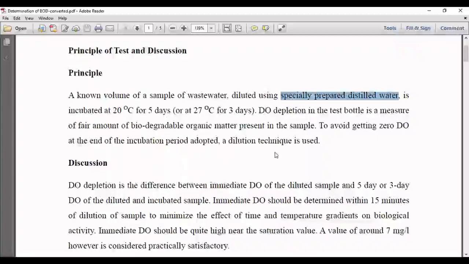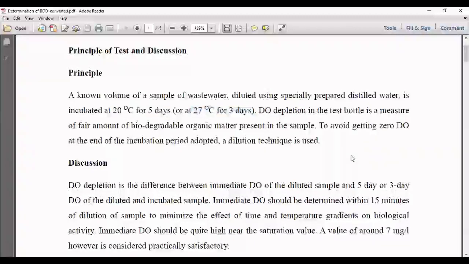This distilled water is the aerated distilled water, and we do an extended aeration for it. There is nothing different than this. It is distilled water which has undergone extended aeration, and it has achieved the DO saturation value at that particular temperature. Now we are going to add a known volume of wastewater into this distilled water, and we are going to incubate it at 20 degrees Celsius for 5 days or 27 degrees Celsius for 3 days.